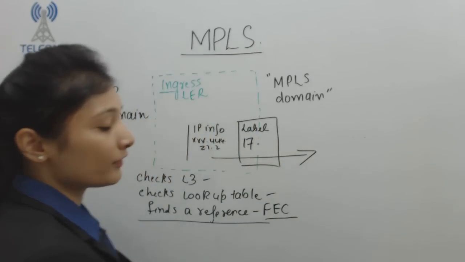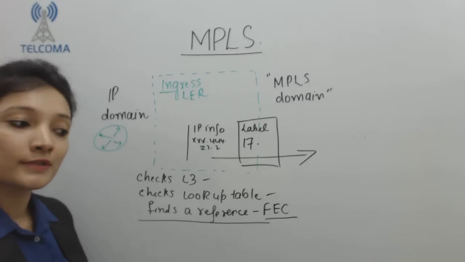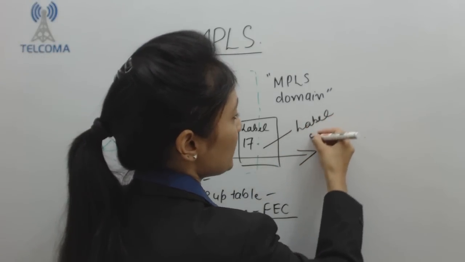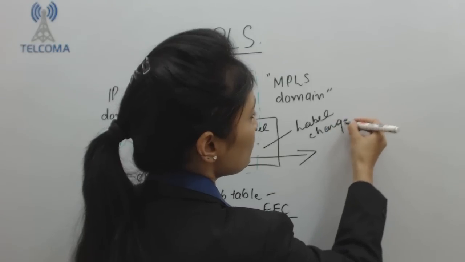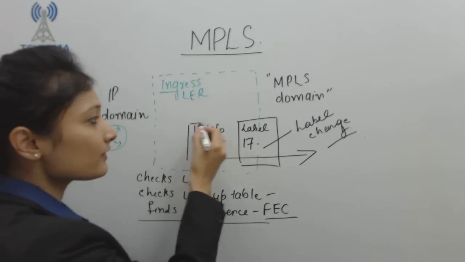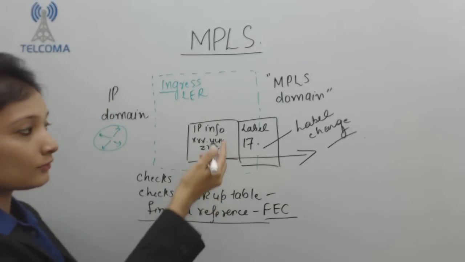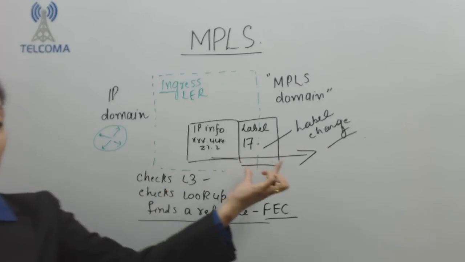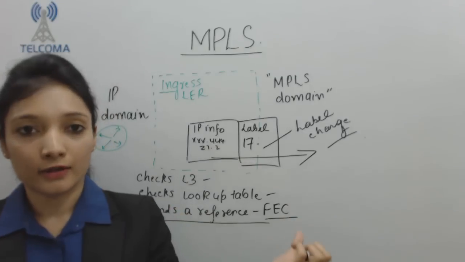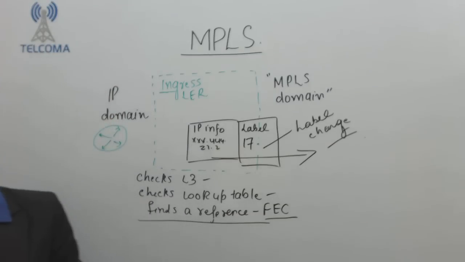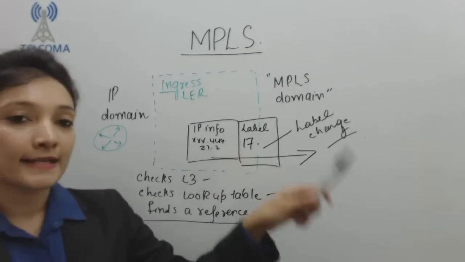Now, what will happen when the packet is forwarded through this MPLS domain? Only your label will change. As it goes through a number of LSRs, only your label will change. This will remain the same. We have nothing to do with this here. We are only concerned with the labels. This will be added between layer 3 and layer 2, because MPLS sits between these two layers. Now it will move to the next LSR.